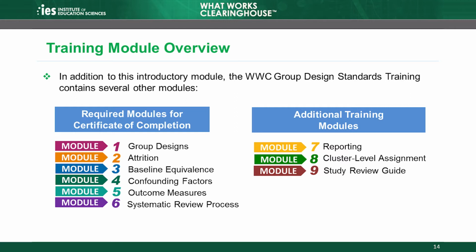There are 3 additional modules designed to help prepare you to take the test to become certified in the WWC Group Design Standards. These modules are Reporting, Cluster Level Assignment, and the Study Review Guide. We will now provide an overview of the content covered in each module.